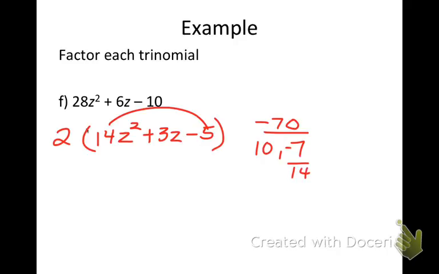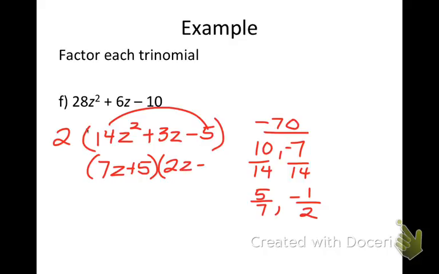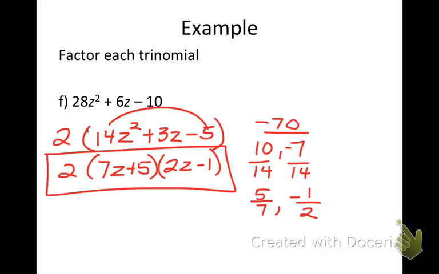Over 14, I like that idea. Next move. 5 over 7. Reduce 5 over 7 and negative 1 over 2. Yeah. Right? It's a half. So what are my two binomials going to be? Z goes on the bottom one, right? Yep, so good. Oops, I missed the 7. 7z plus 5, 2z minus 1. And don't forget about that original 2 that you factored out.